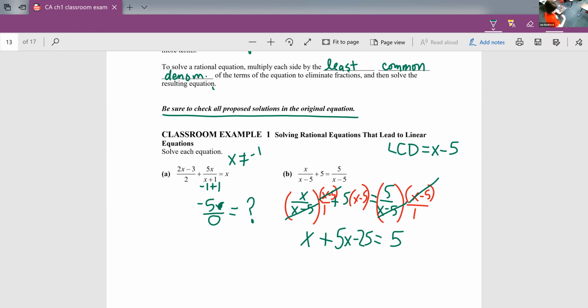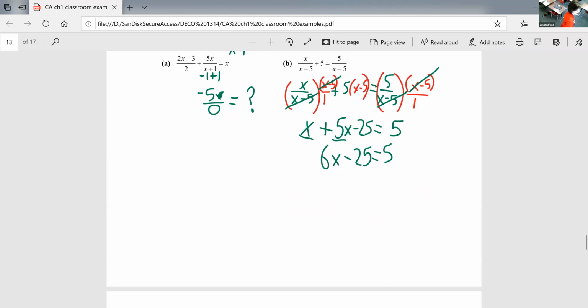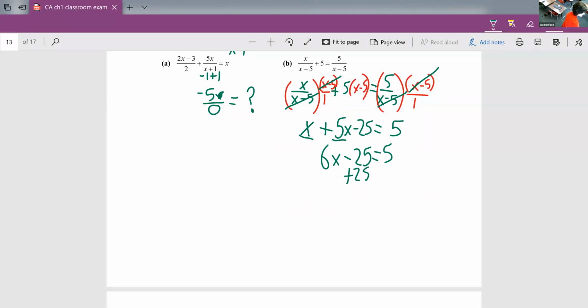Okay, so talk to me about what you would do now. Do I have like terms? Good job. What can you put together? The x and the 5x, if I add those together, that's what? 6x. Good job. 6x minus 25 equals 5. All right, what now? Yes, let's add 25 to both sides. And I end up with 6x equals what? 30. Finish it off by doing division by 6 on both sides.